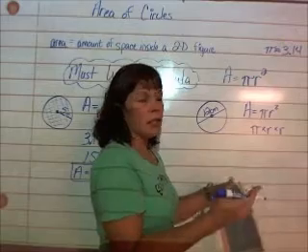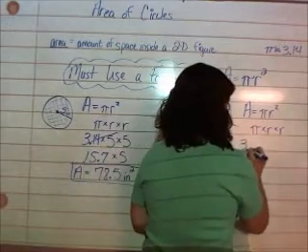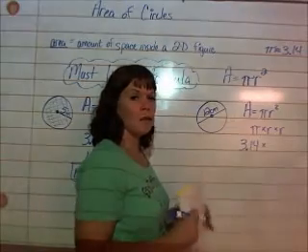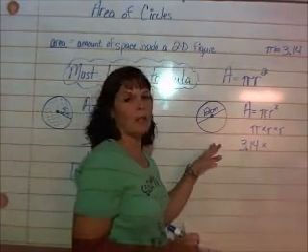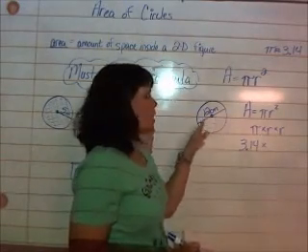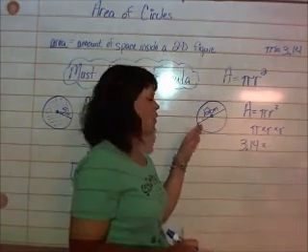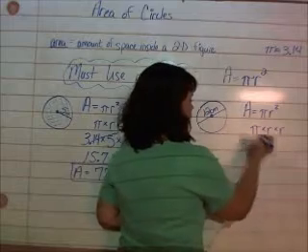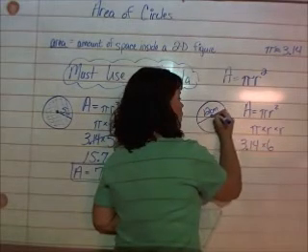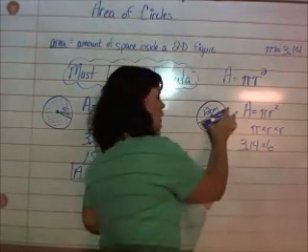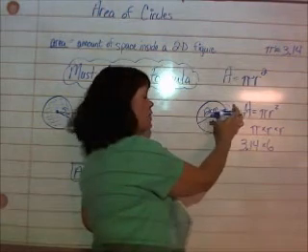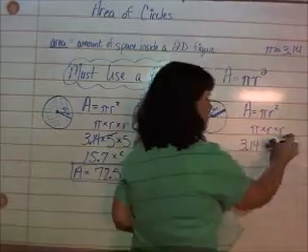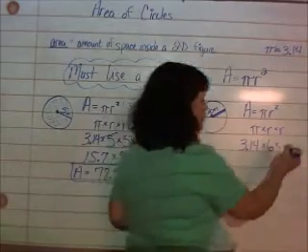Now, plug in your numbers. Pi is 3.14 times the radius of what would be your radius of this circle? Well, we know the diameter is 12, so that means the radius would have to be 6, because remember the radius goes from the center out. So if the whole thing is 12, then half of that would be 6 times the radius again of 6.